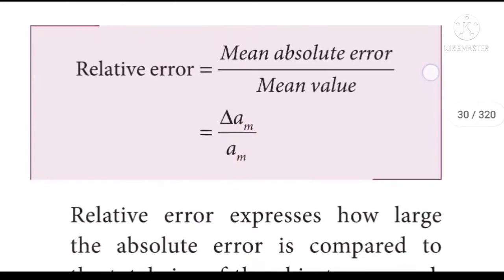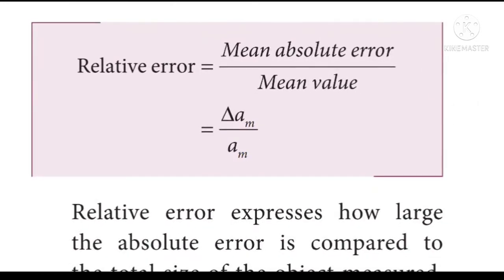relative error is equal to mean absolute error divided by mean value. How is the mean absolute error represented? It is represented as del Am. What is the mean value, which is represented as Am? So the relative error becomes del Am by Am, which is nothing but mean absolute error by mean value.